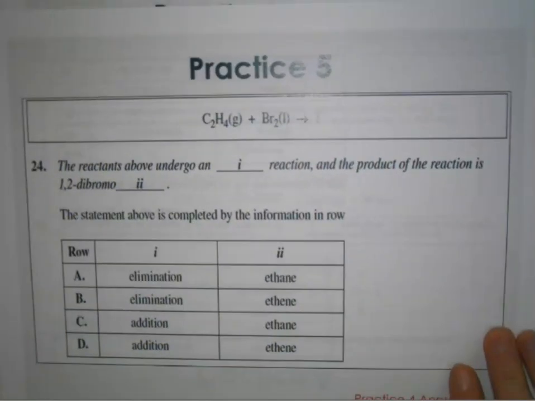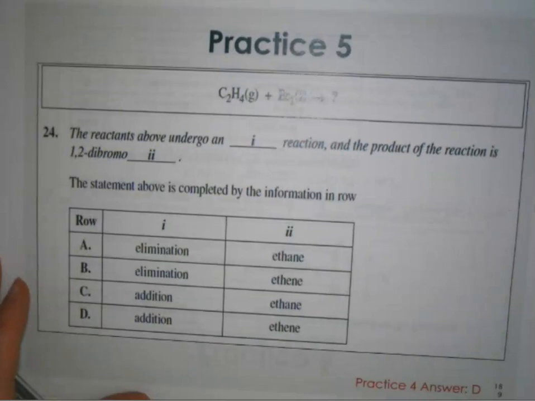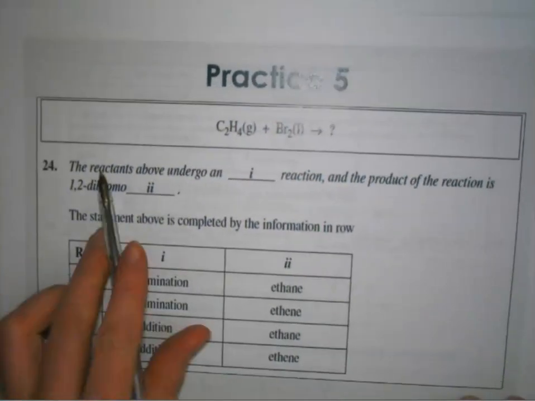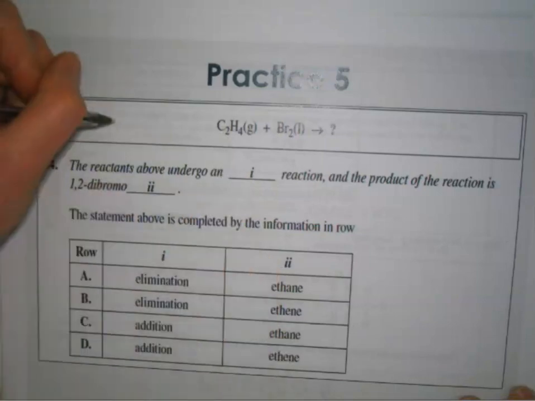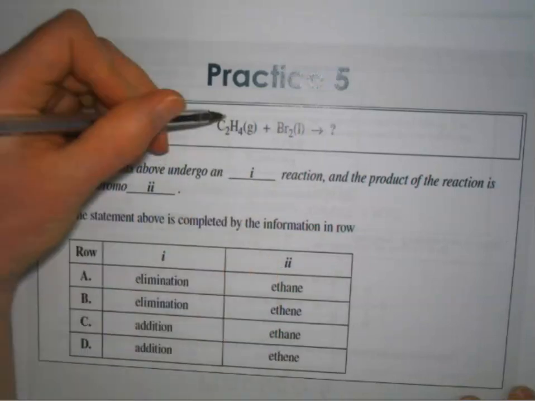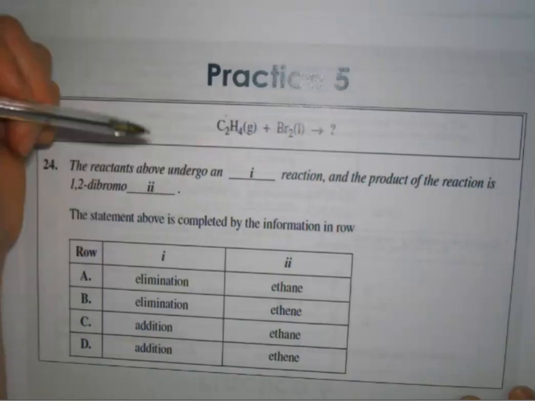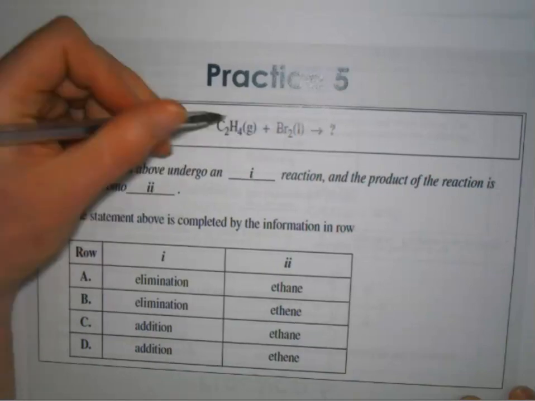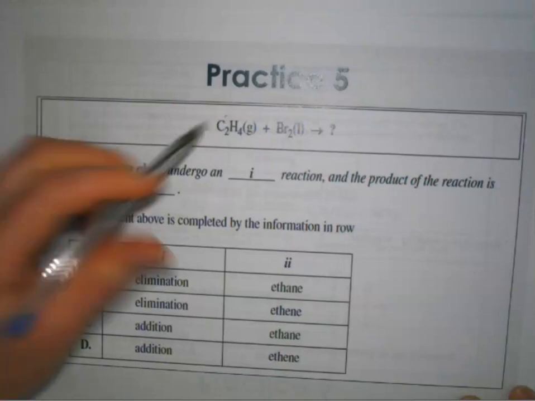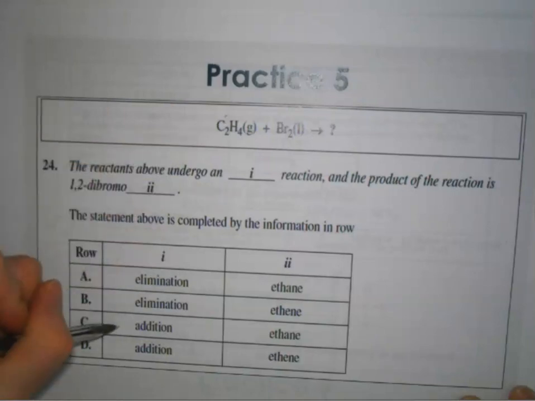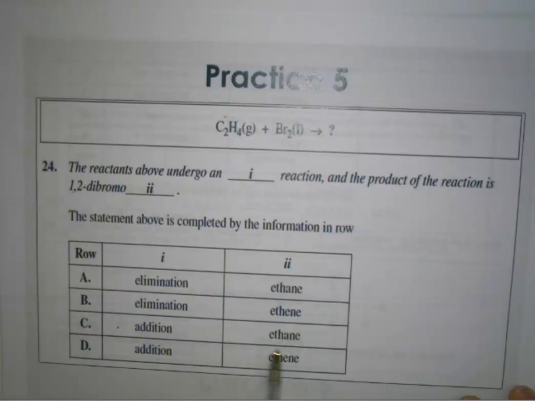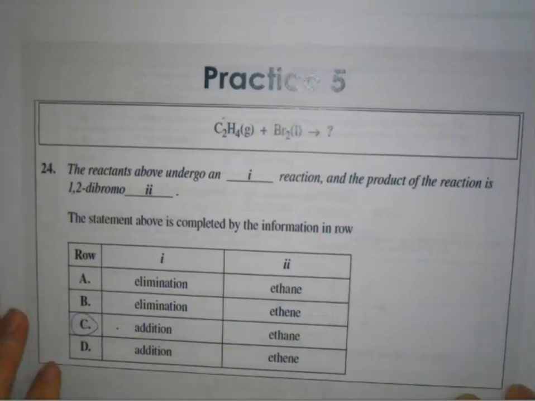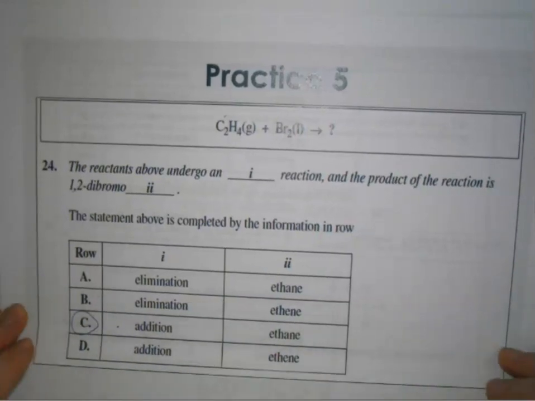Practice number 5. In this case, these reactants undergo what kind of a reaction? C2H4 is an alkene, and if we add in bromine, it's going to be an addition reaction. So it's going to get rid of that double bond, and the product of the reaction will be 1,2-dibromo. We've broken that double bond, so it's going to be an ethane. So that would be C for that one.